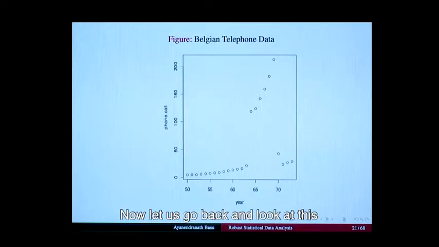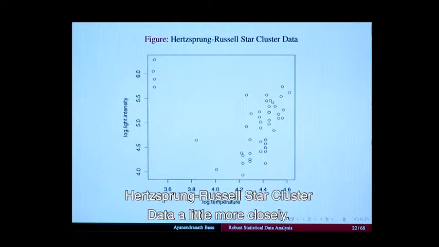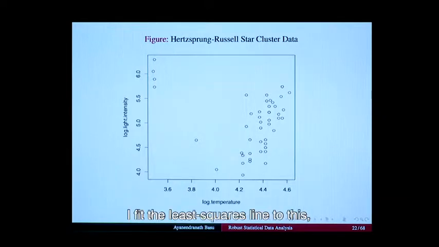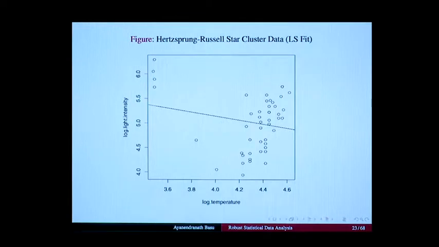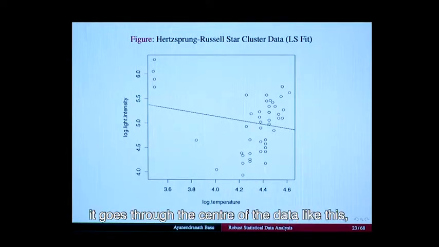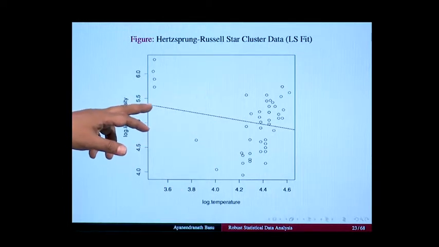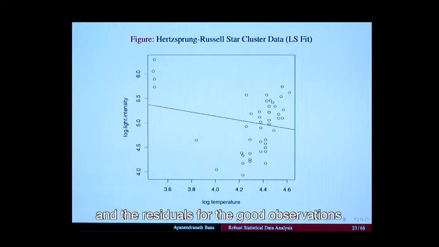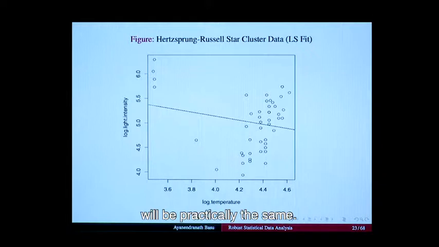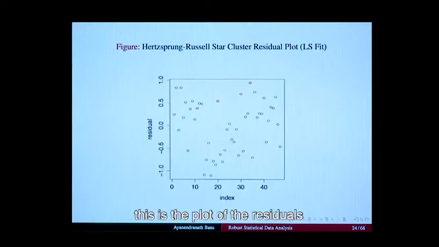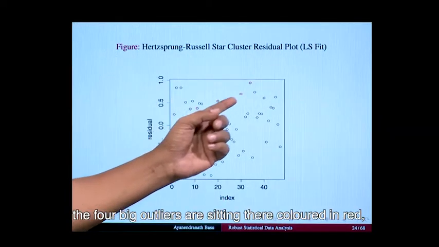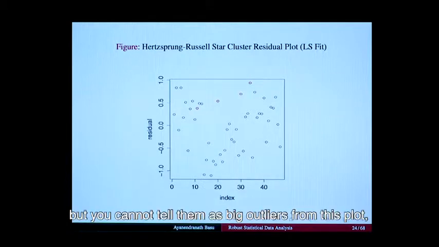Now, let us go back and look at this Hertzsprung-Russell star cluster data a little more closely. So, suppose I fit the least squares line to this. It goes through the center of the data like this. So, if you look at the residuals that come from this fit, the residuals for the outliers and the residuals for the good observations will be practically the same. So, if you do a plot of the residuals, let us look at this. This is a plot of the residuals. The 4 big outliers are sitting there colored in red, but you cannot tell them as big outliers from this plot.